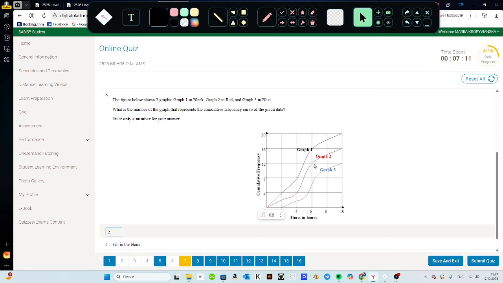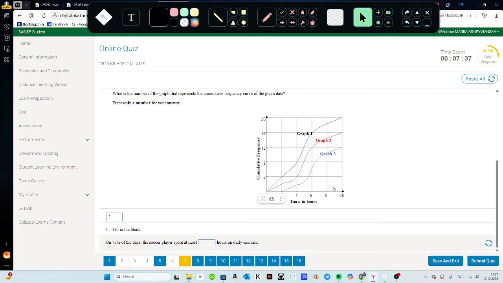So we see that graph 2 is passing through it, and graph 1 is starting from 0. Oh, sorry, graph 2 also starts from 0, but that's the beginning of our cumulative frequency. Graph 1 also passes through 6, but it passes at point 16, which is too high. We reach 16 only over there, while graph 1 reaches 20 at the end.